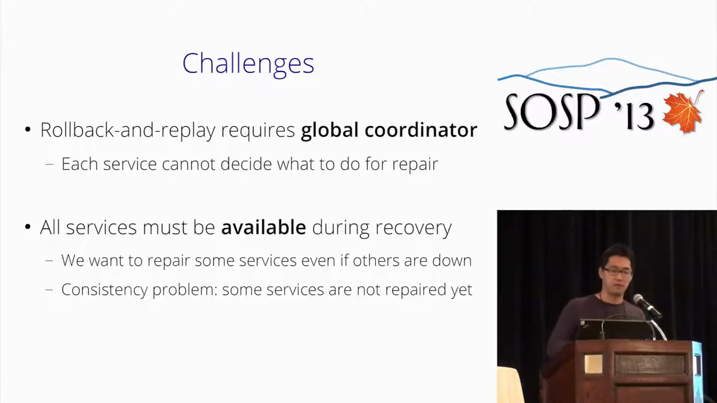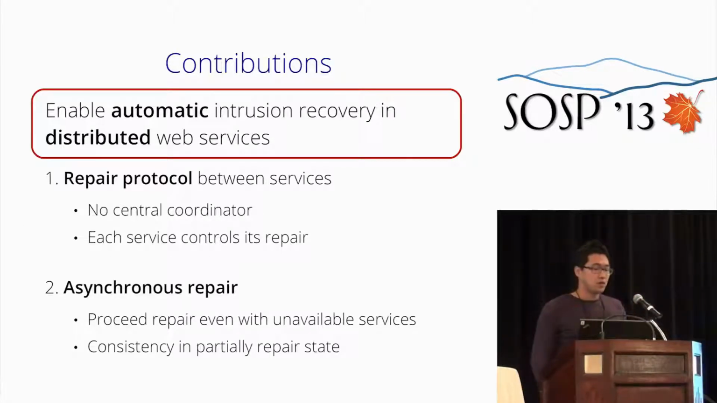All services must be available during recovery. However, we want to repair some services even if others are offline. Because we repair some part of the system, a consistency problem arises because some services are not repaired yet. The contributions of our work are as follows. We enable automatic intrusion recovery in distributed web services. In order to do this, we first define a repair protocol between services, which doesn't require any central coordinator. Secondly, we support asynchronous repair, which means we can proceed with our recovery even with unavailable services.